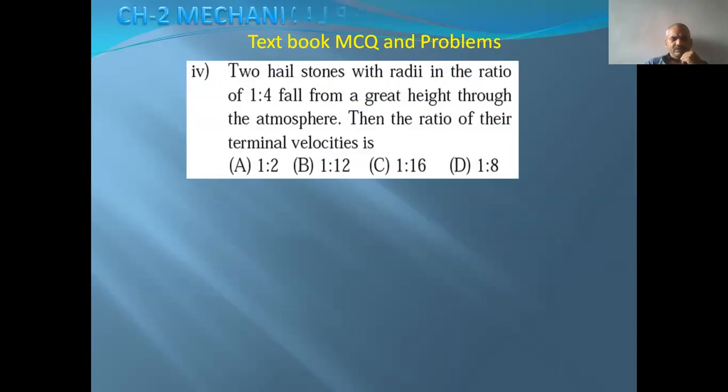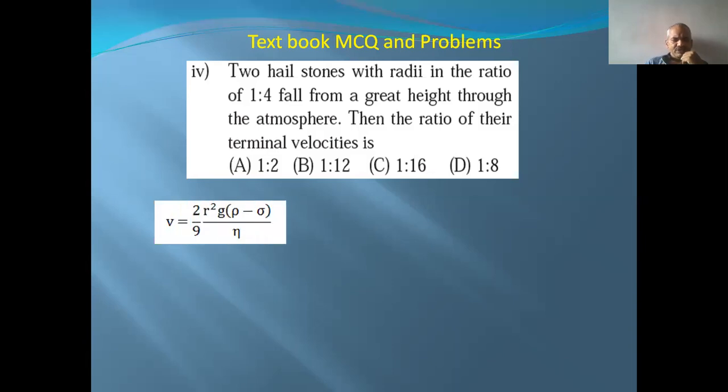Here we have to find out the terminal velocities. You know the relation for terminal velocity, 2 by 9 r square g in bracket rho minus sigma divided by eta. Here r is the radius of the sphere. Here the sphere is the air bubble.